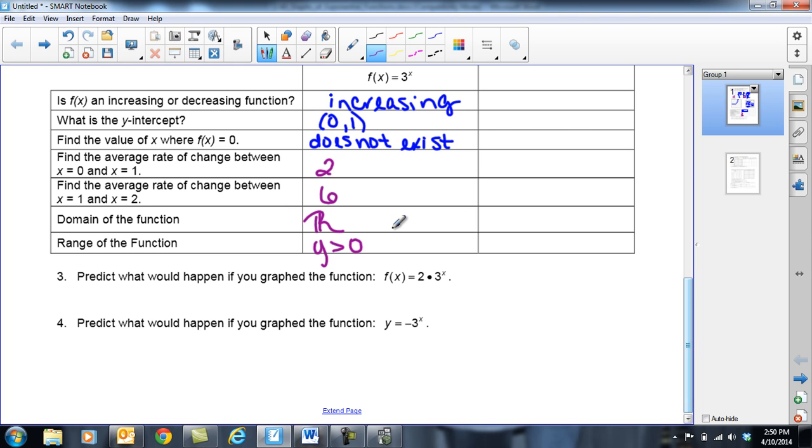So now we're going to make some predictions. Before we touch our calculators, I want you to think, what would happen if I took that 3 to the x power and I multiplied it by 2? So I did 2 times 3 to the x. What's going to happen to it? Is it going to increase faster? Is it going to decrease? Is it going to increase slower? What's going to happen? So make a prediction, and then we're going to go to our calculator and graph it and look.